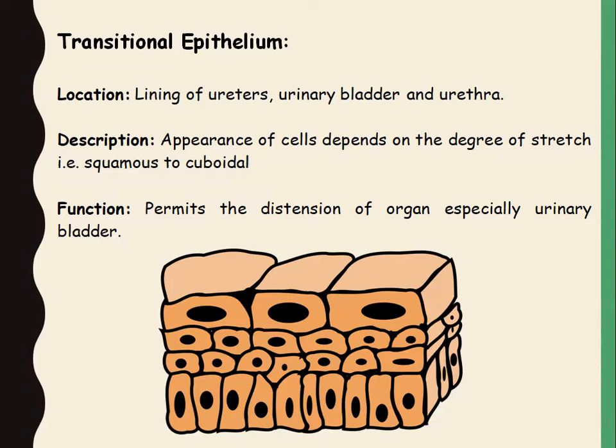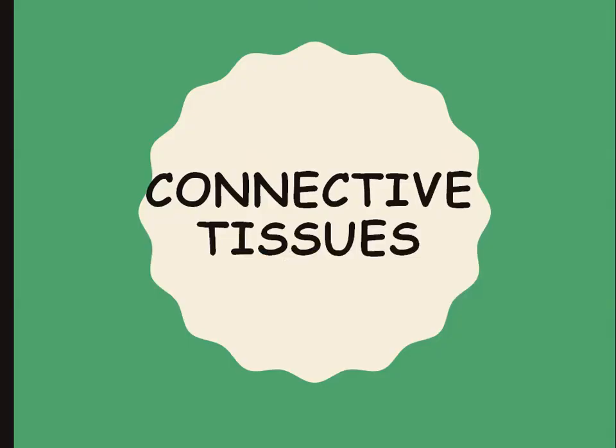Next one is the transitional epithelium. In that, location is lining of uterus, urinary bladder and the urethra. Appearance of cells depends on the degree of stretch, that is squamous to cuboidal, and the function is to permit the distension of organs, especially the urinary bladder.